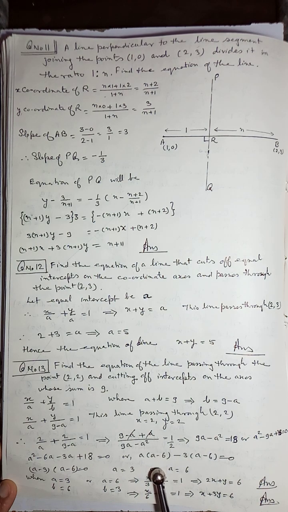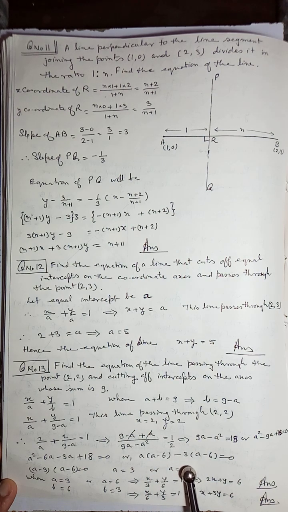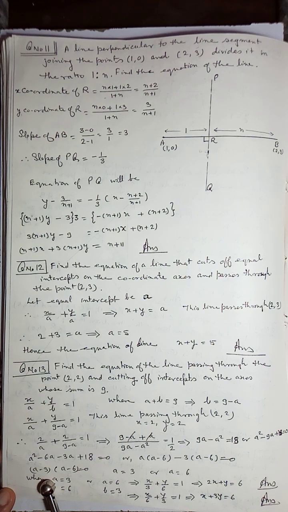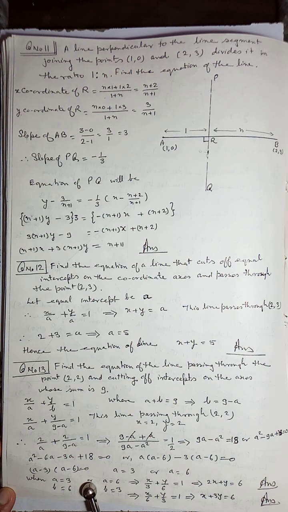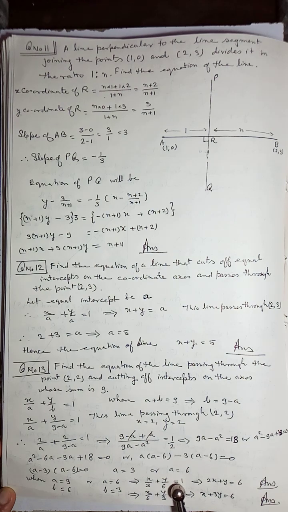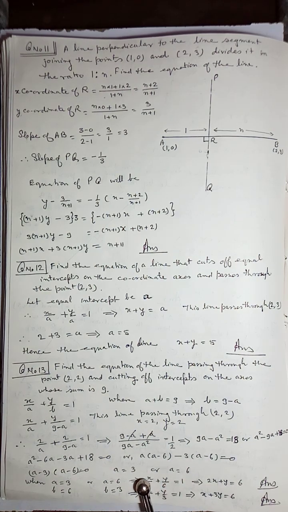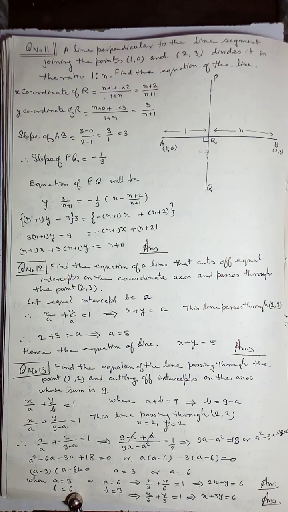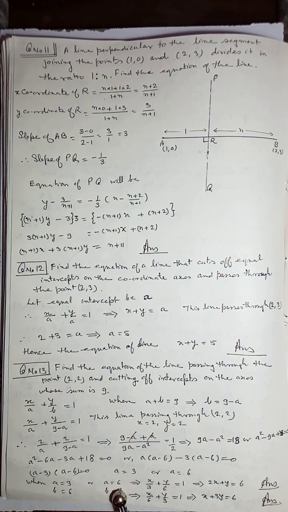So here, factorize it. You will get a minus 6, taking a as a common factor between the first and second term, and from the third and fourth term we will take minus 3 common. So we will get a minus 6, which is common to both terms, that will be equal to (a minus 3) into (a minus 6) equal to 0. So a is equal to 3 and a is equal to 6. We will get two values.